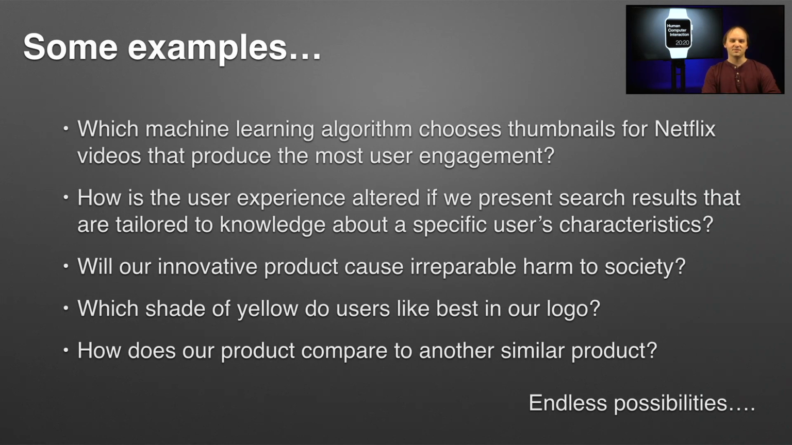Some other examples are things that have definitely happened. Like, if you're Netflix, you've got a bunch of different machine learning algorithms that are picking the thumbnail, right, for the movies or TV shows that show up on the screen. And you want to know which algorithm or which approach is producing the most user engagement.